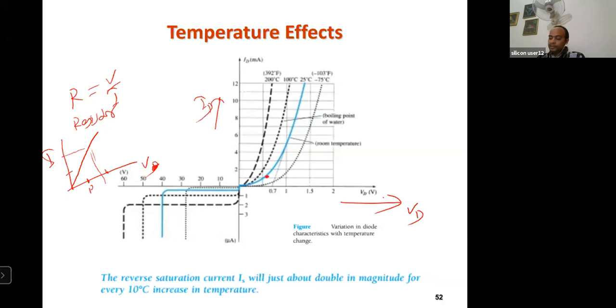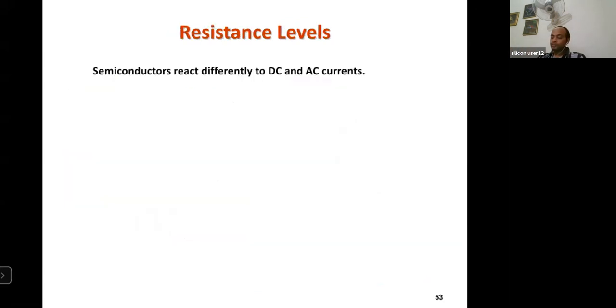If you are finding out resistance here and if you are finding out resistance here, they will be different. Because as per my equation, R equal to V by I. So if I find out this V by this I, this value will be different. If I want to calculate the resistance at this point, then the resistance will be different. That we'll see now, that whenever we are talking about resistance, the resistance can be calculated in different ways. So what are the different ways, that we'll see.